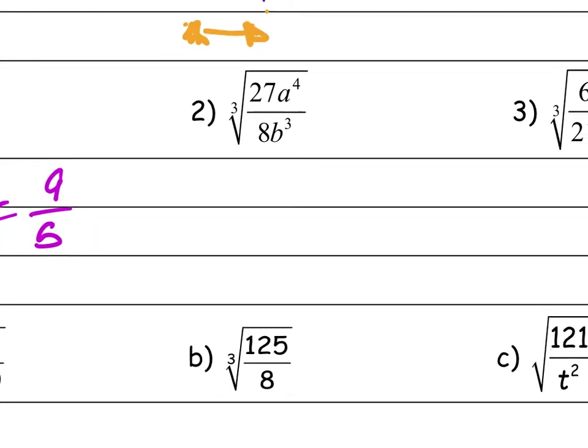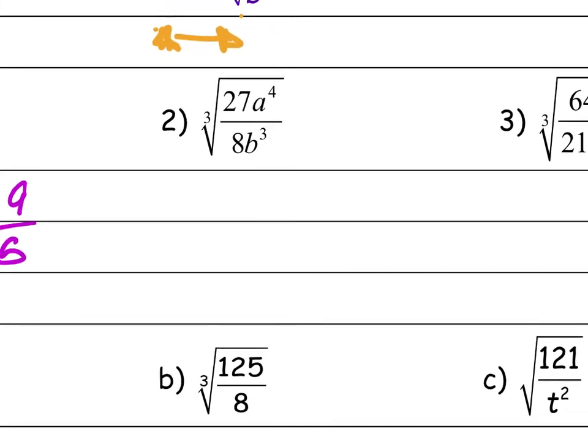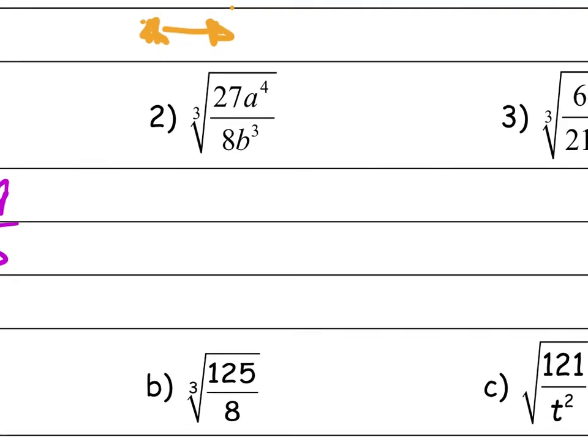So remember, I need to do a cubed root. So the cubed root of 27 is 3, because 3 times 3 times 3 is 27, right? So I can rewrite this as the cubed root of 27a to the 4th over the cubed root of 8b cubed. Now, this is just like what we did last class. We have 2 separate ones to do. So the cubed root of 27 is 3. The cubed root of a to the 4th is a, with the cubed root of a left over. 2b, because the cubed root of 8 is 2, and the cubed root of b cubed is b.